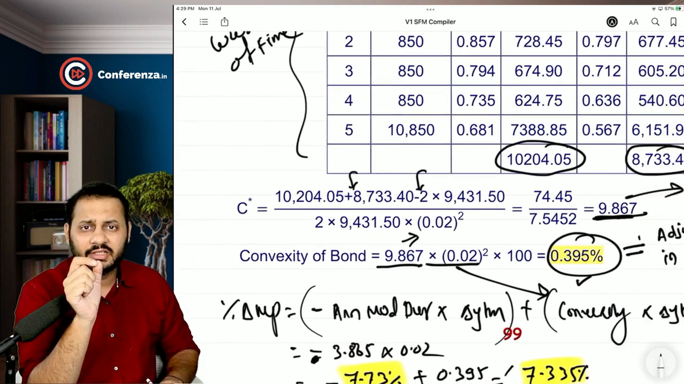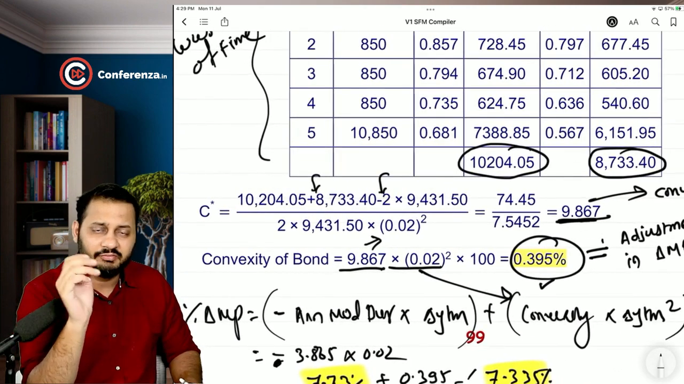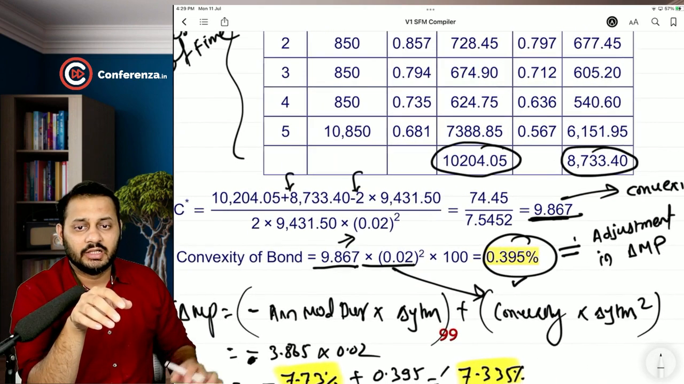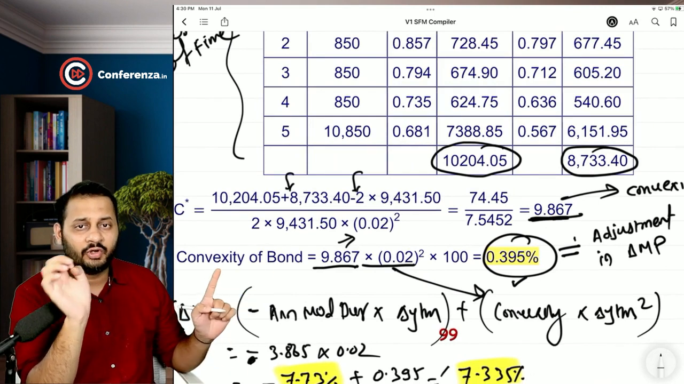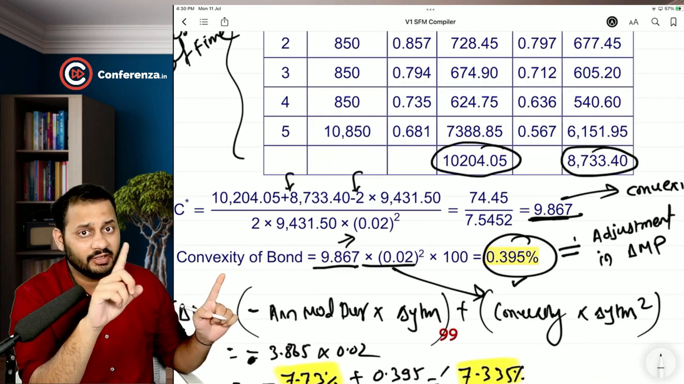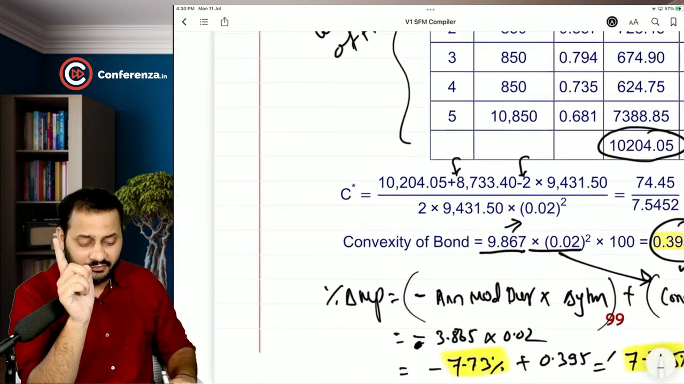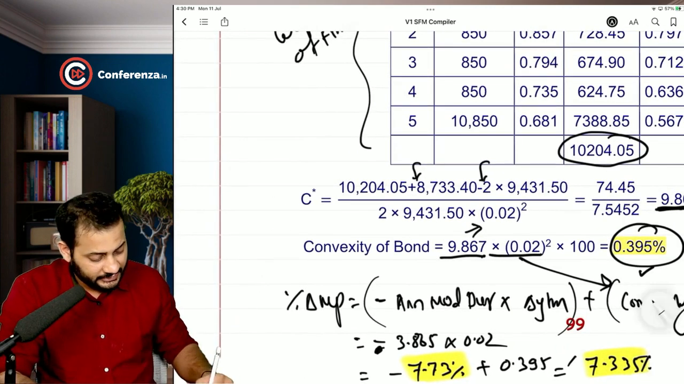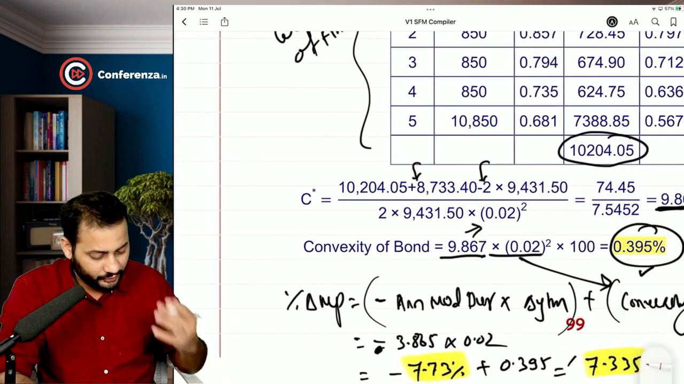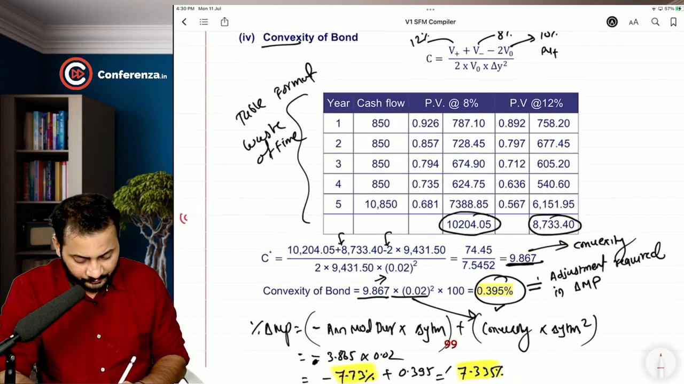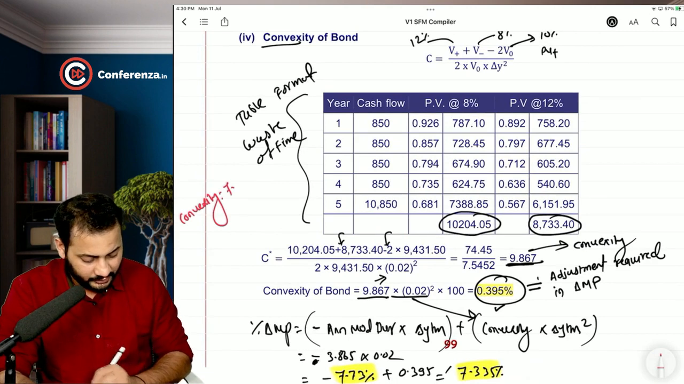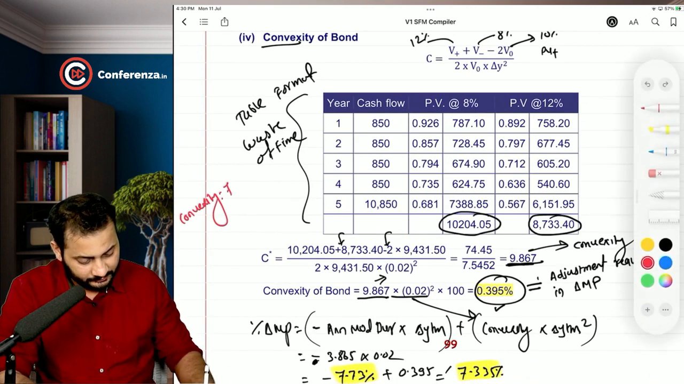There is one mistake in the answer by the institute itself, which we cannot help. 9.867 itself is the convexity. 0.395 is not the convexity. There is a difference between convexity and a convexity adjustment. So I will just write it down. If you want to, you can write it in your compiler. Convexity is only 9.867.